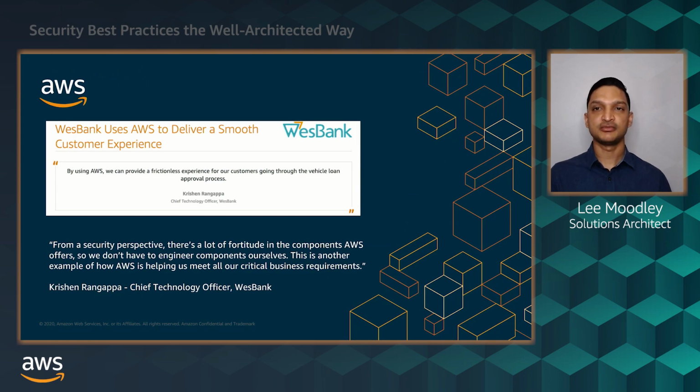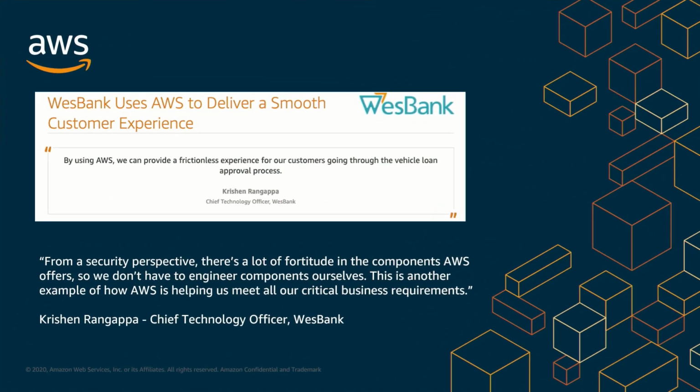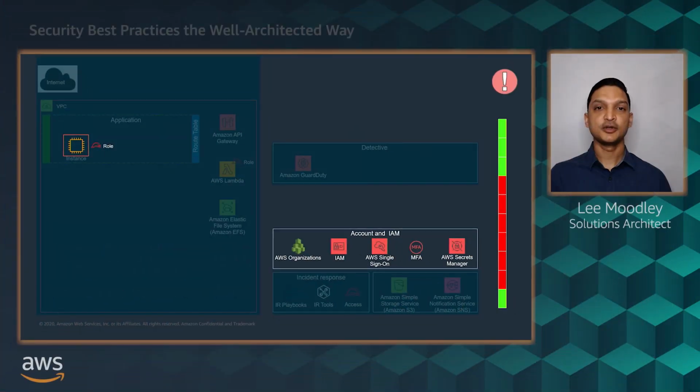A good customer success story is Westbank. Westbank are using the AWS security products, and while not having had to build these products on their own, are still managing to meet their security requirements. Let's have a look at how we apply these to our architecture.